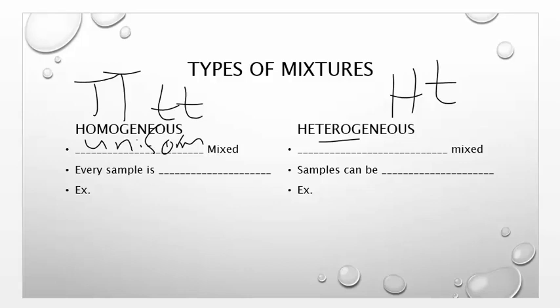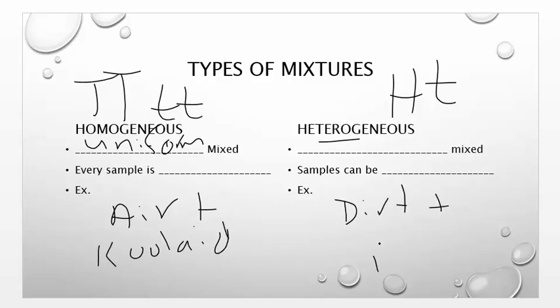So now let's go back to those 4 examples that I asked you about. Air. Where would air be classified? Where would dirt be classified? Let's see, where would Kool-Aid be classified? And then where would pizza be classified? So, air would be here, and Kool-Aid would be here. And over on the heterogeneous would be dirt and the pizza.